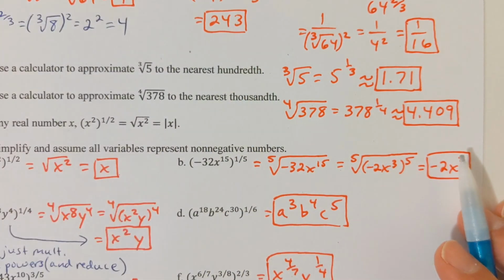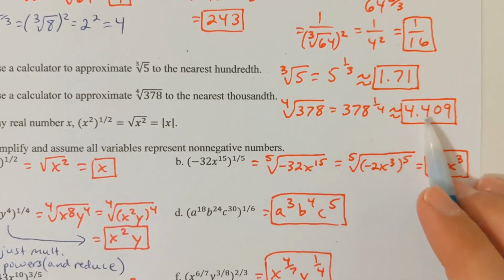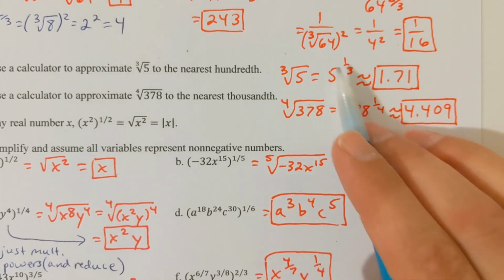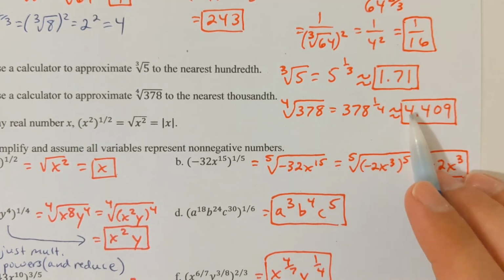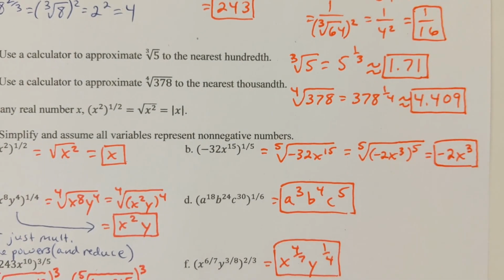Of course, since there is rounding, we'd want to use the approximation sign, not the equal sign, since these are not exact numbers. Here's the exact form. This is an estimated or approximate form. We'll stop right there.